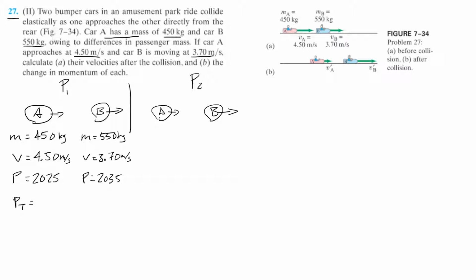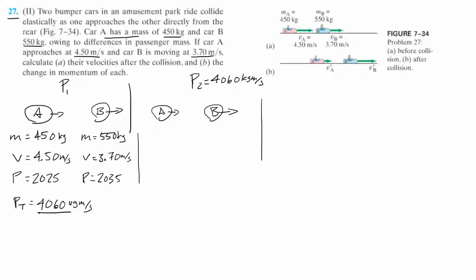So then our total momentum in the beginning, if you add those two together, is 4060 kilogram meters per second. Good. That means the total momentum here is going to be 4060 kilogram meters per second. Makes things a lot easier.